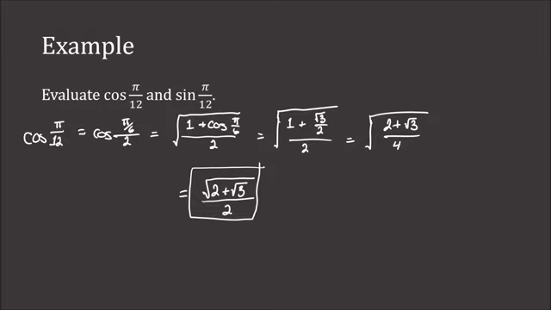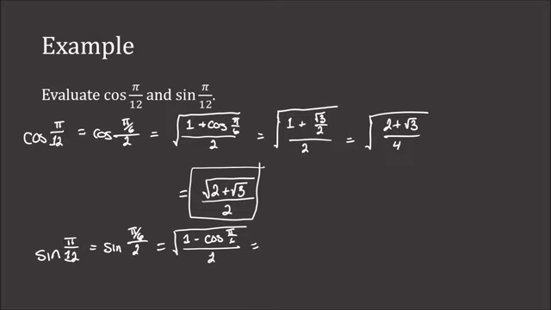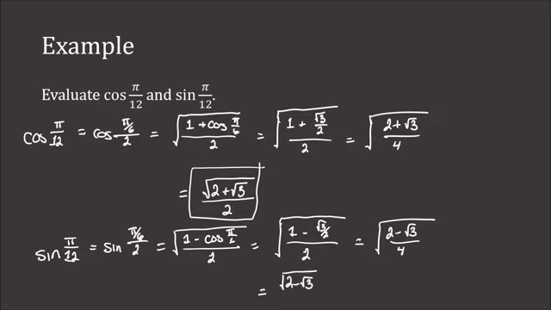Now the sine of pi over 12 is going to be done in a very similar fashion. So we'll get the square root, now it's 1 minus cosine of pi over 6. Again, pi over 12 is in quadrant 1, so sine is positive. This will give us the square root of 1 minus root 3 over 2 all over 2, which will give us the square root of 2 minus root 3 all over 4. And so we get the square root of 2 minus root 3 all over 2. And so that would be sine of pi over 12.